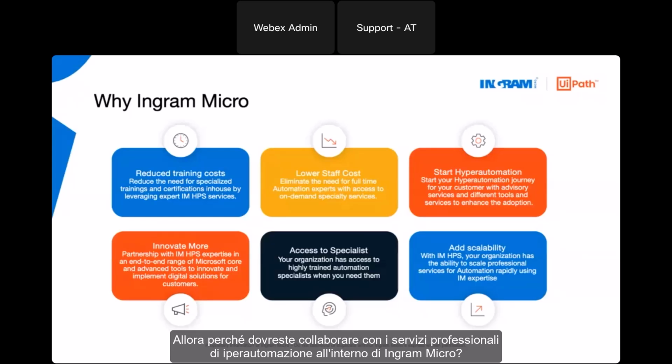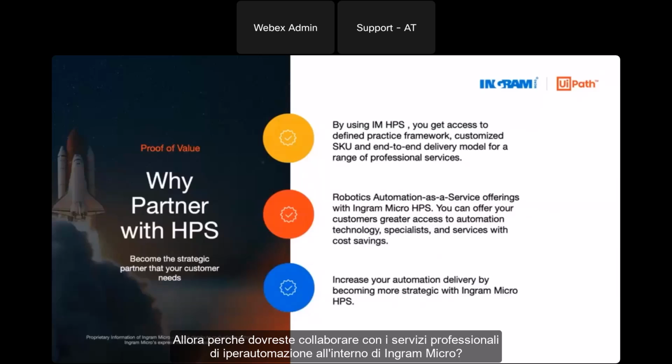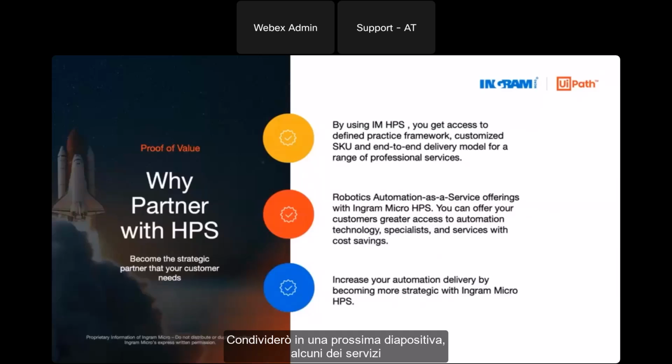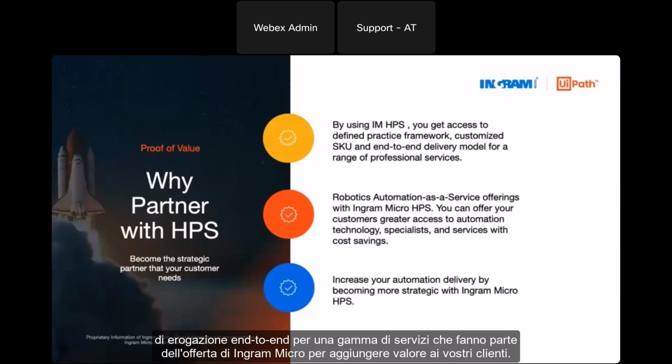So why you should partner with the hyperautomation professional services inside Ingram Micro. Again, you have access to a defined practice, a framework that's already in place. I'm going to share, in an upcoming slide, some of the services that you can offer to your customers and that the Ingram Micro team is going to be responsible to deliver. You can have access to the SKUs and also to customize SKUs and an end-to-end delivery model for a range of services that are part of the Ingram Micro offering to add value to your customers.